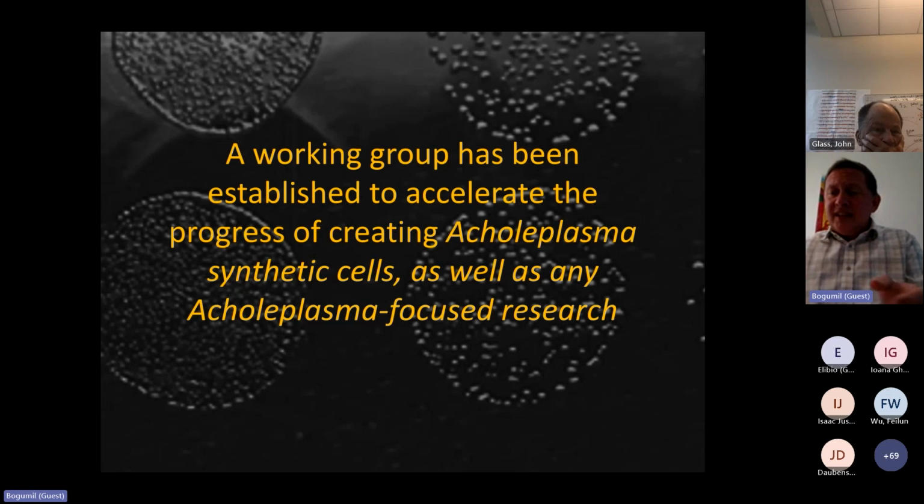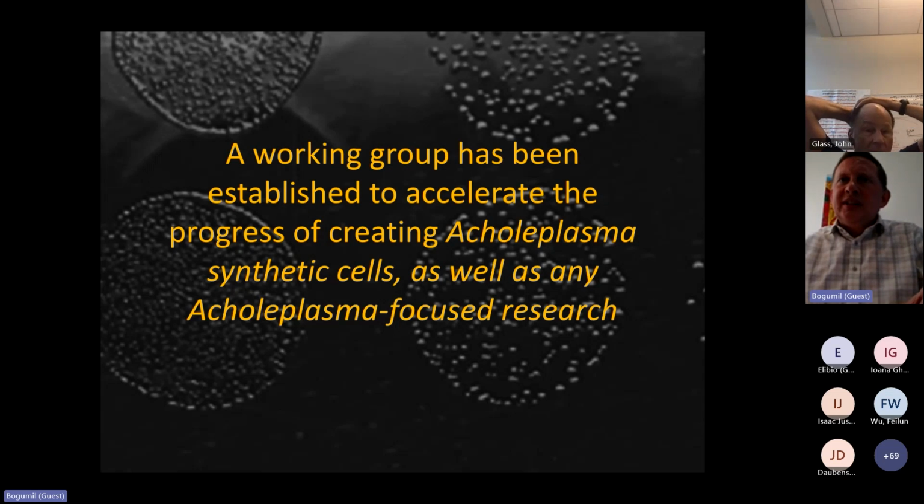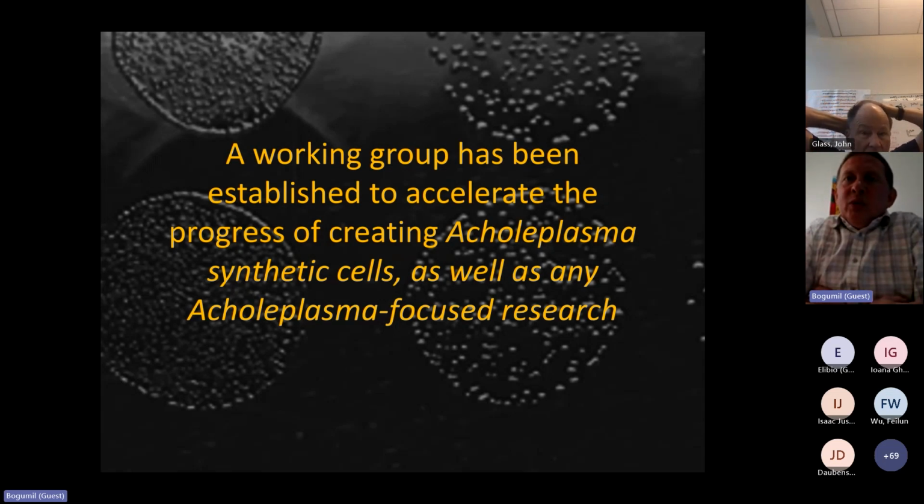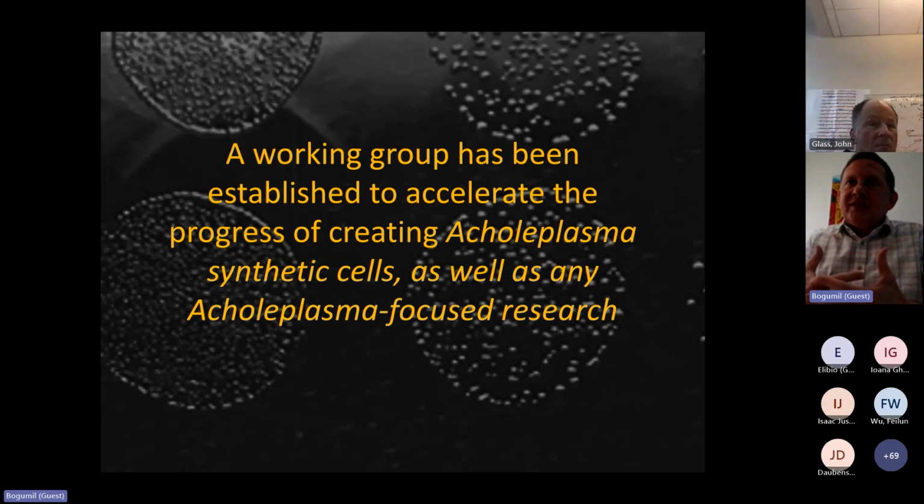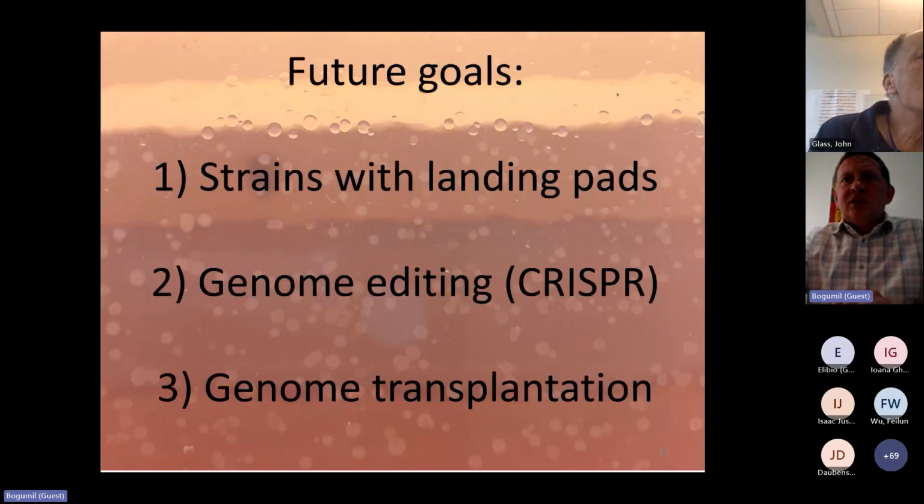Now, since the last meeting, we created this working group that has close to at least 10 members invited to participate. We had multiple meetings trying to accelerate. Having now a good strain, and all the ways to transfer DNA and plasmids that can be maintained, we can now start testing all kinds of different things. So the group has a couple of goals here.